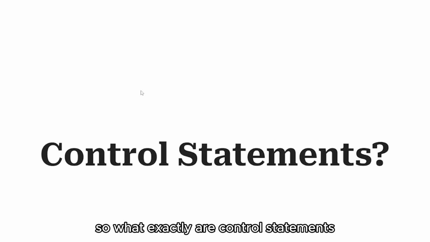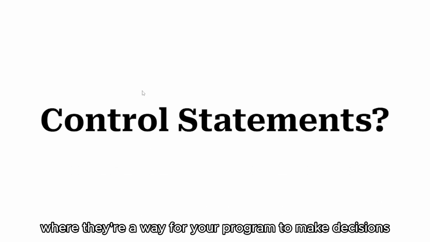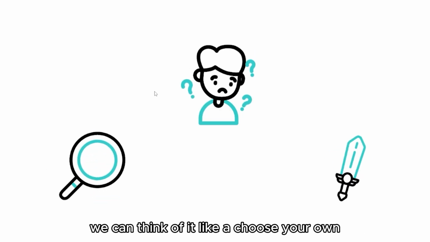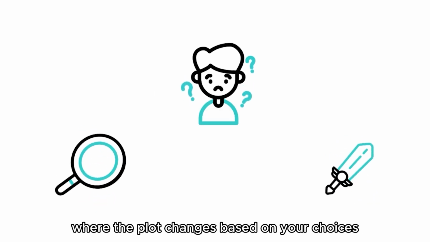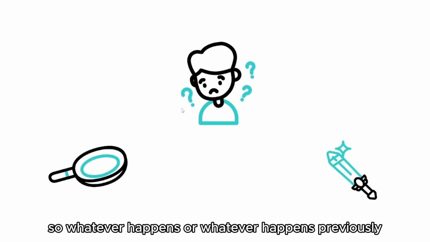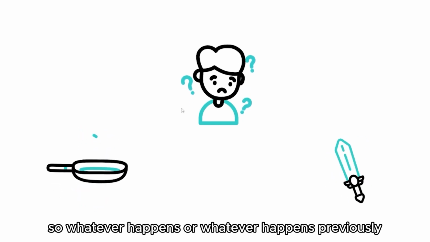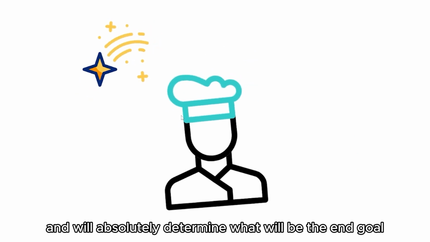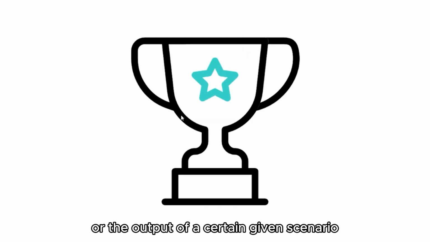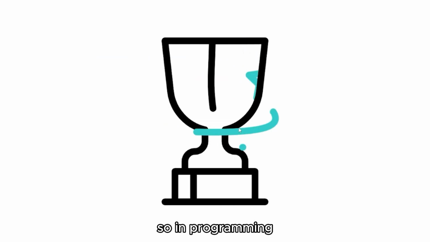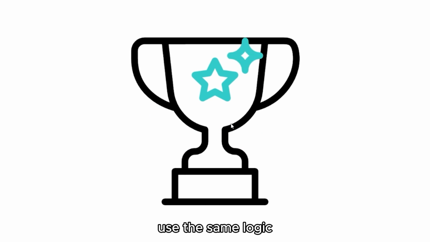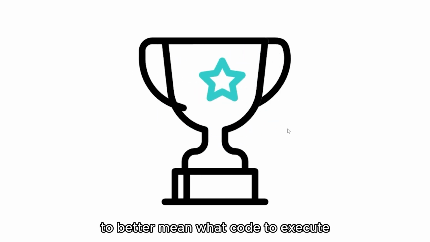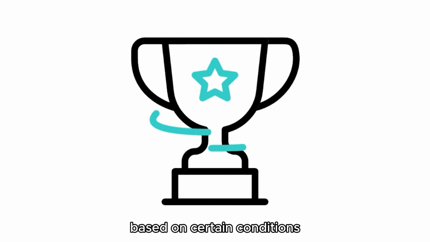So what exactly are control statements? Well, they're a way for your program to make decisions. We can think of it like a choose-your-own-adventure story where the plot changes based on your choices. So whatever happens previously is going to affect what's going to happen next and will actually determine what will be the end goal or the output of a certain given scenario. So in programming, we actually use the same logic. We use control statements to determine what code to execute based on certain conditions.